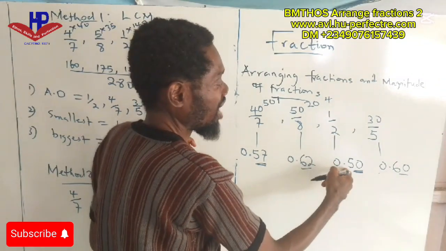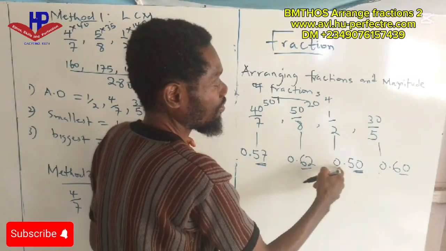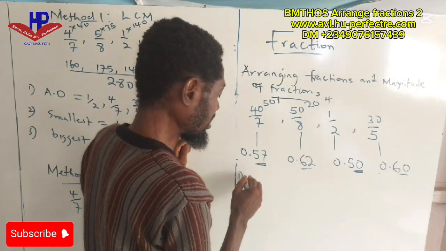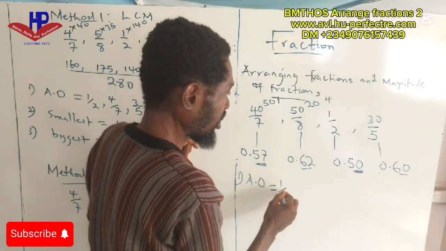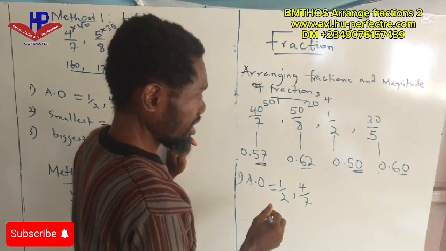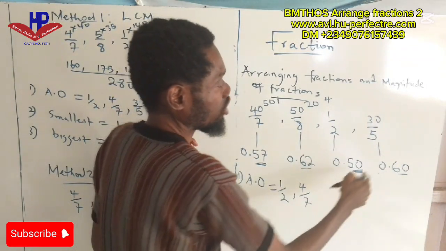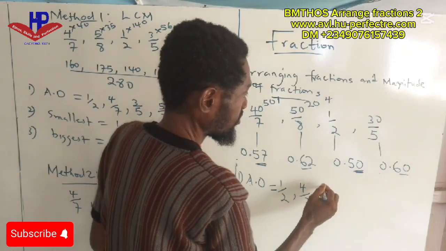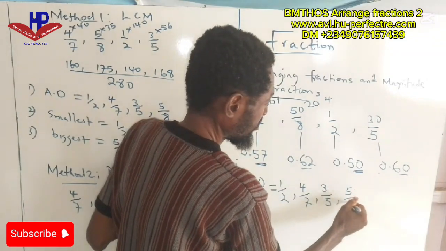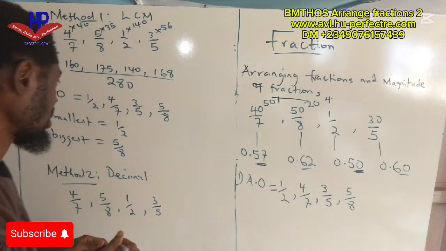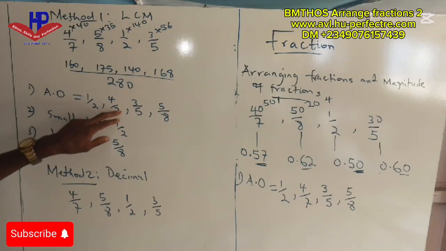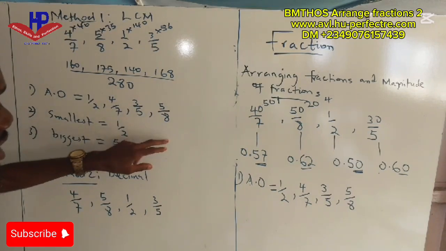So I'll write 0.50 before 0.57, and 0.50 is 1/2. So in our number 1, ascending order, I'll have 1/2 before I write 4/7. Then in 0.6, I'll write 0.60 first, which is 3/5, before I write 5/8. So this is the arrangement that we have, which is the same as what we had here: 1/2, 4/7, 3/5, and 5/8. Can we see that?